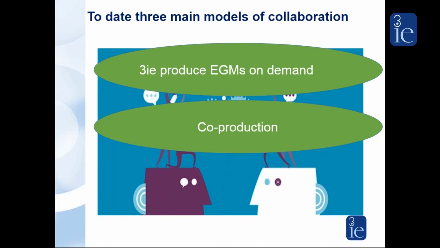A second model is co-production of evidence gap maps. This is the only example we have of doing this, but I think it's an interesting approach, which is so far working out very well. We're working with WHO in producing an evidence gap map together. They had an interest in having an evidence gap map on reproductive, maternal, newborn and child health, so they approached us to work with them on that.